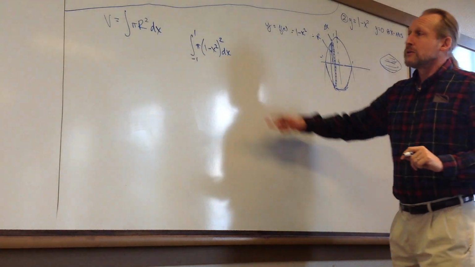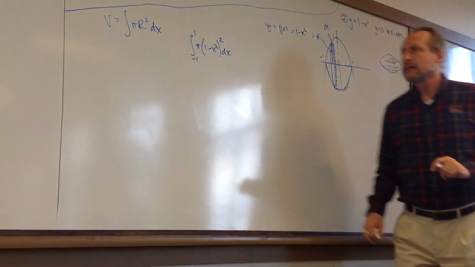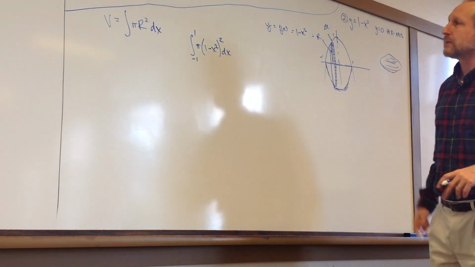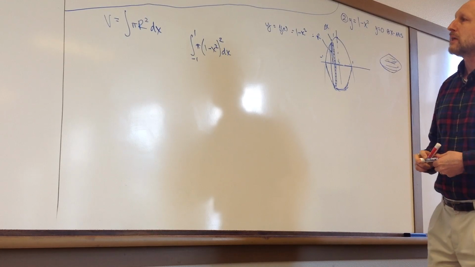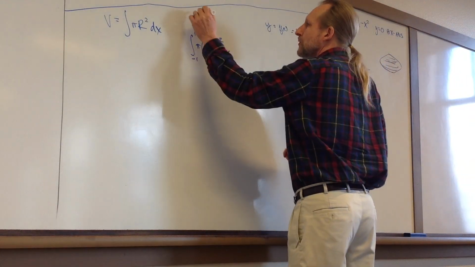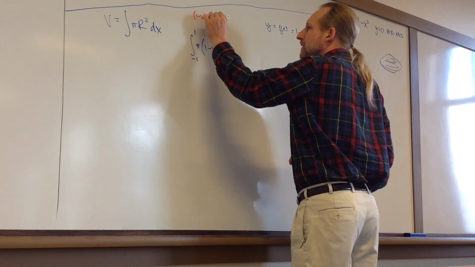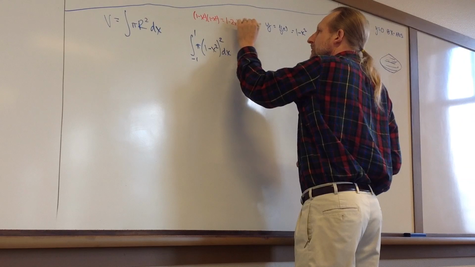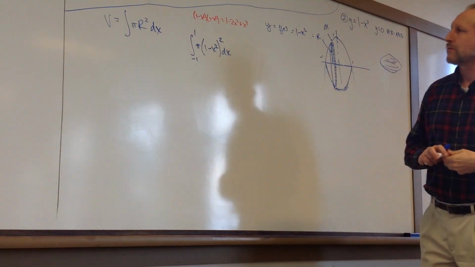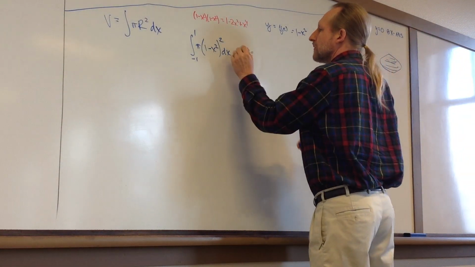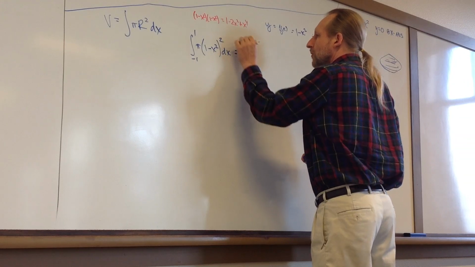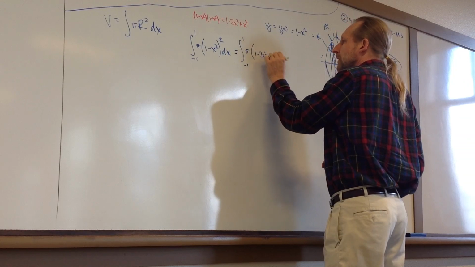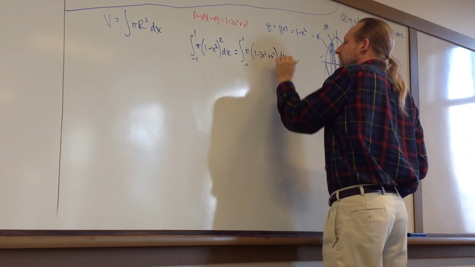Okay. Now, we really can't integrate this the way that it is. We're going to need to square this out. And that's a very important piece to doing this, is the algebra. So, if we do 1 minus x squared times 1 minus x squared, that's going to be 1 minus 2x squared plus x to the 4th. So that's what we need to integrate. From -1 to +1, pi times 1 minus 2x squared plus x to the 4th dx.